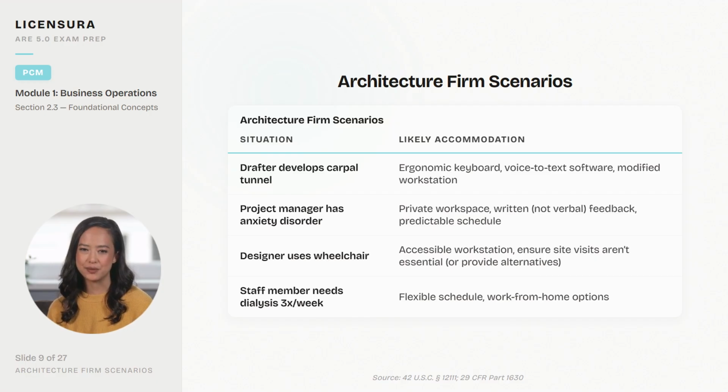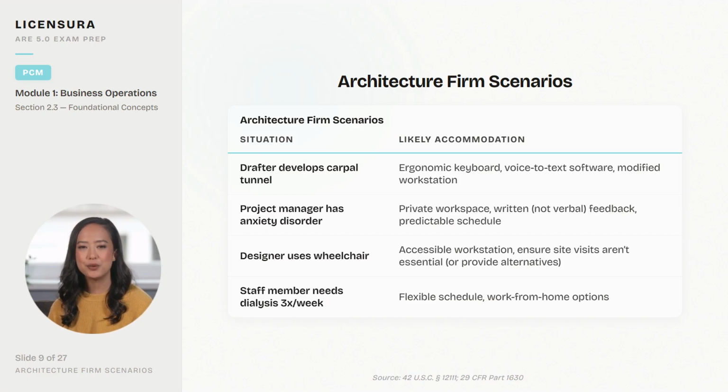A drafter develops carpal tunnel. You might provide an ergonomic keyboard, voice-to-text software, and a modified workstation. A project manager has an anxiety disorder. A private workspace, written feedback instead of verbal, and a predictable schedule could work really well. A designer uses a wheelchair. Provide an accessible workstation, and you need to honestly evaluate whether site visits are truly essential for that particular role. A staff member needs dialysis 3 times a week. Flexible scheduling and work-from-home options can make that work.